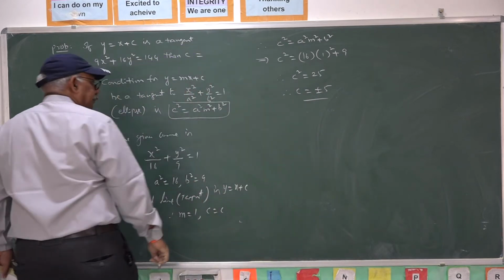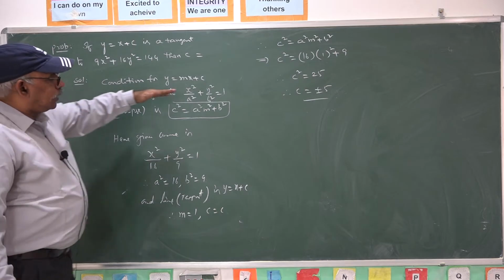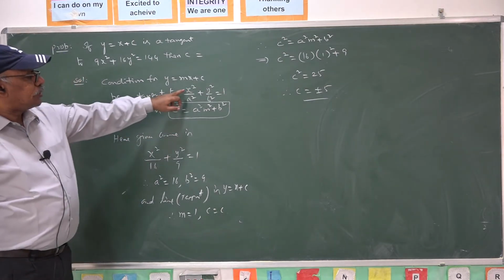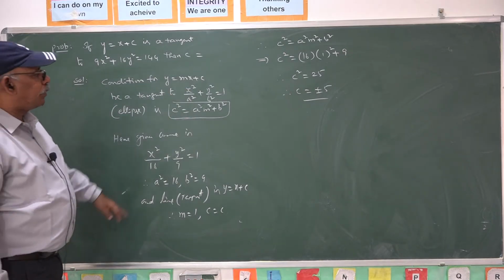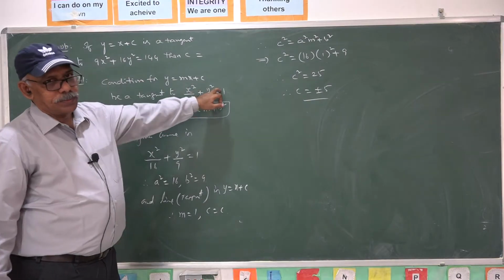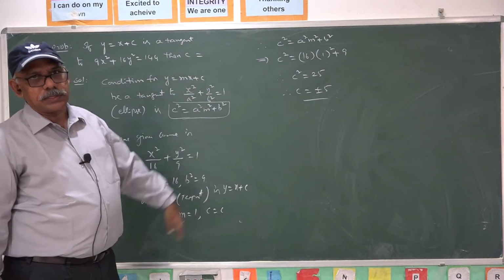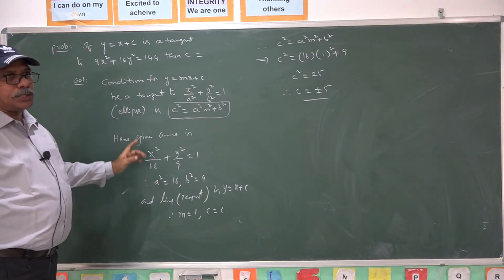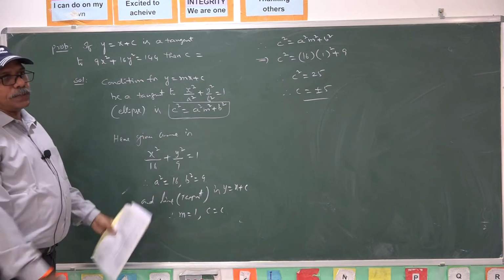So, in such cases, once the given curve is an ellipse in its standard form, x square by a square plus y square by b square equal to 1, and the line is y equal to mx plus c, then that line becomes a tangent to the ellipse whenever c square equal to a square m square plus b square. That is the condition.